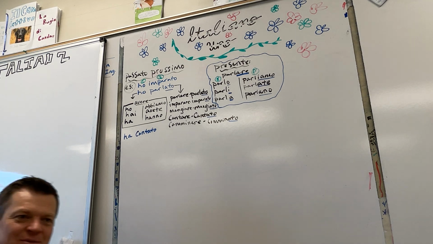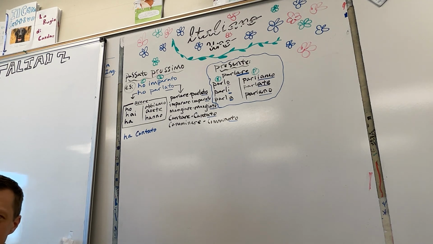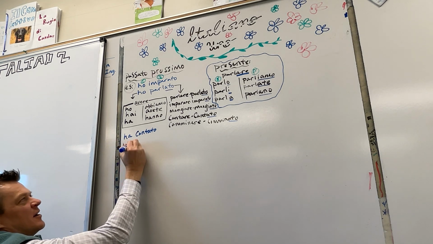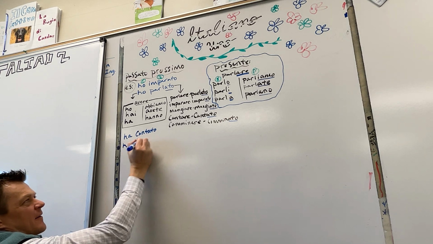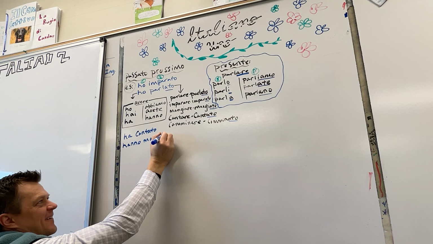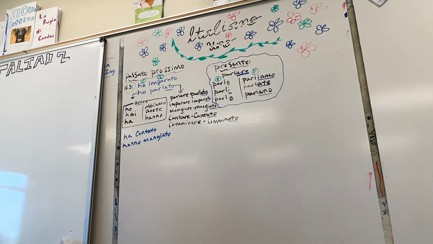Okay, ragazzi, come si dice they ate? Hanno mangiato. Corretto? Did you write it down? Did you write it wrong? Yes, but I got the last part right. Hey, can you tell me what you had, Elena? I had o mangiato. Okay.